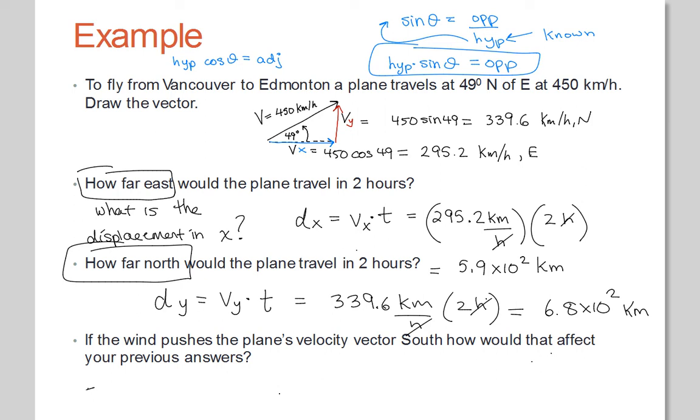Now this is just a qualitative question. These previous questions were quantitative. You're trying to determine the value. This last question is qualitative. If the wind pushes the plane's velocity vector south, how would that affect your previous answers?